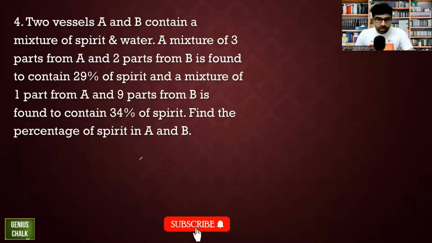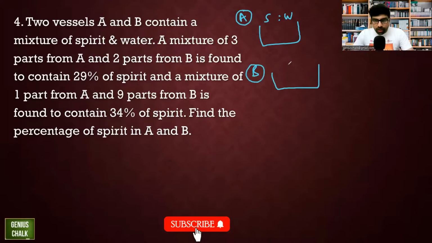Okay. So there are 2 vessels. Let's start. The first vessel has spirit and water, and this is vessel number A. Another vessel is also there, vessel number B. It has spirit and water. So what is happening?